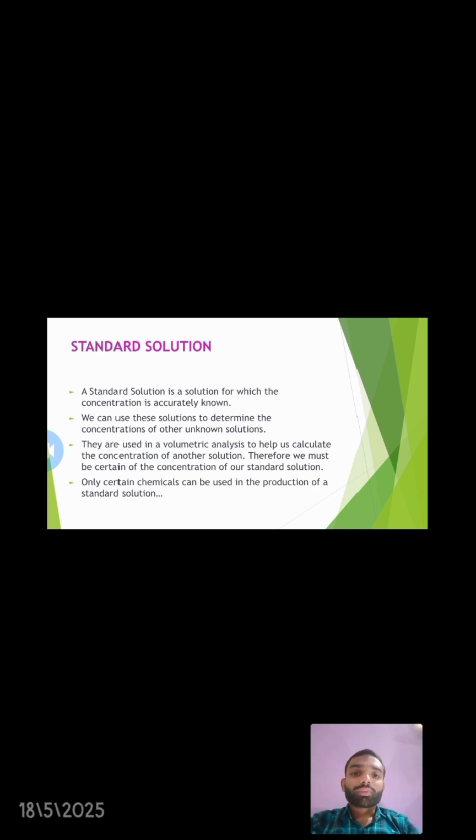What is a standard solution? A standard solution is a solution for which the concentration is accurately known, and we can use this solution to determine the concentration of another unknown solution. They are used in volumetric analysis to help us calculate the concentration of another solution. Therefore, we must be certain of the concentration of our standard solution, and only certain chemicals can be used in the production of a standard solution.